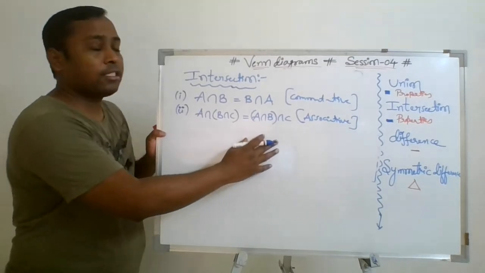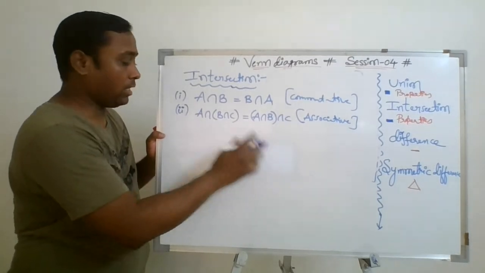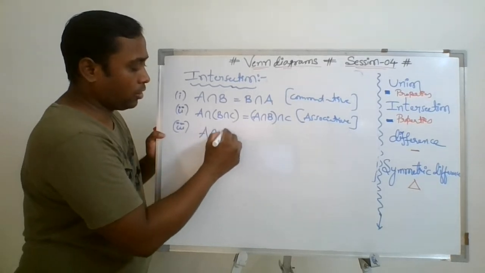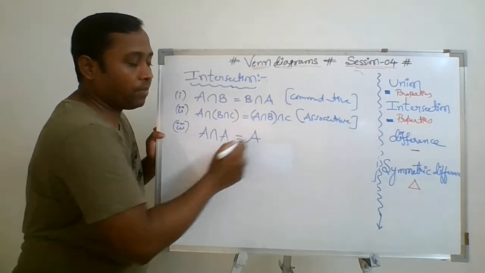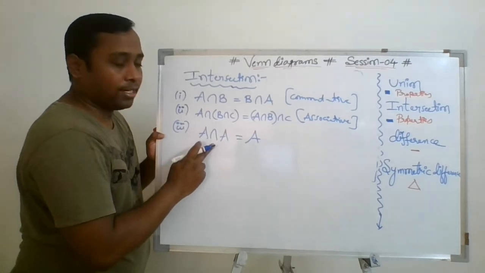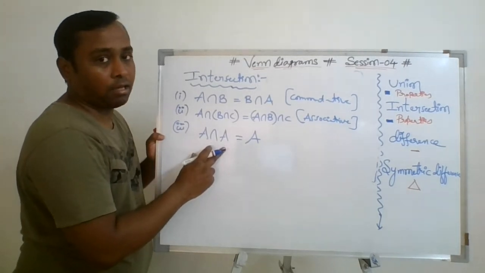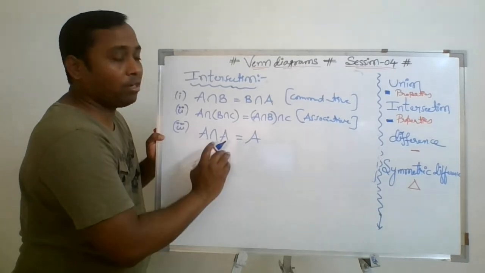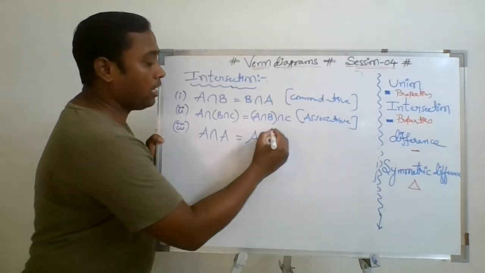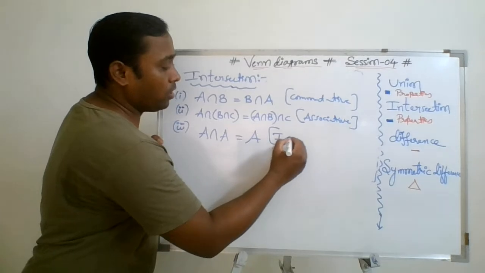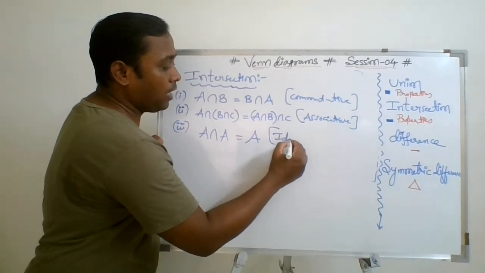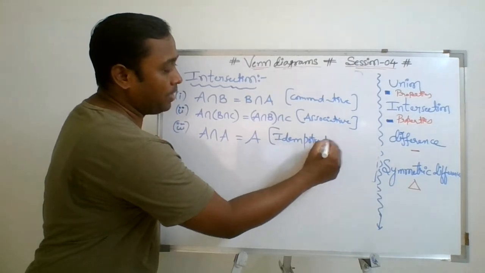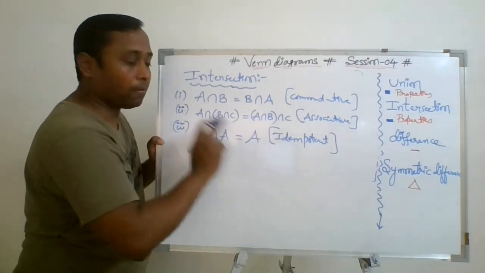The intersection is associative. Then the third one, A intersection A always gives A. If you find the intersection of any set with the same set, then the common elements mean all the elements of that set will be counted. Hence, intersection follows the idempotent law. Idempotent law means identical, the same.